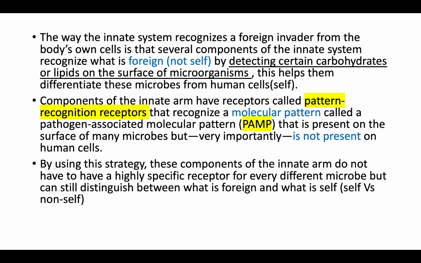So this pattern of growth means, for example, so these are called molecular patterns, pathogen associated molecular patterns, PAMPs. And this is present on the surface of many microbes and it's basically very important. You know, it's not present on our own human cells. This is a component of the innate arm that does not have to have high specificity.